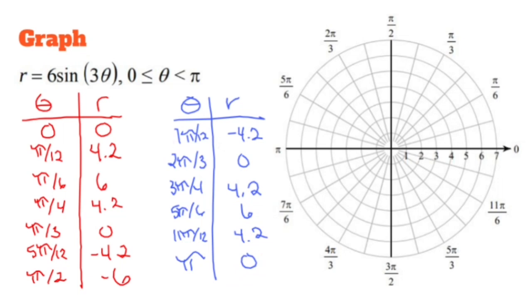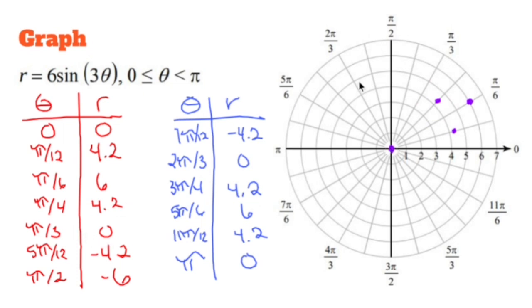Now, the fun part about this is graphing all those points and making sure you don't screw up. So let's do that. 0, 0 means I start at 0 and I haven't moved anywhere. Okay, I can handle that. Pi over 12 is this guy. 4.2 is going to be like here, so I'll put a dot right there. Pi over 6, 6 is going to be that guy right there. The next one up, pi over 4, is going to be 4.2.